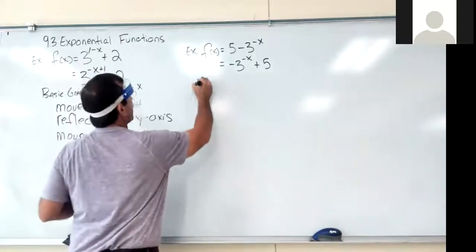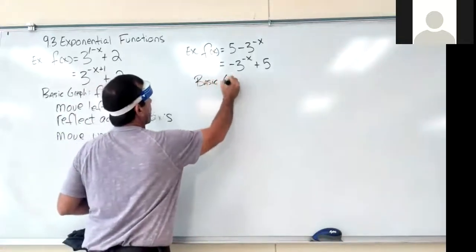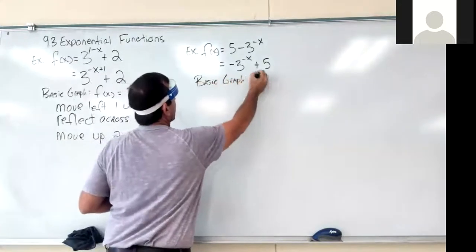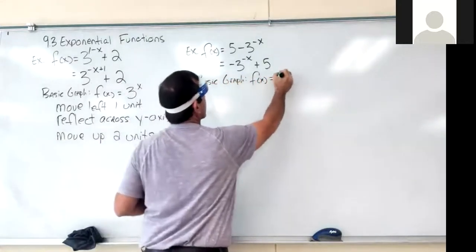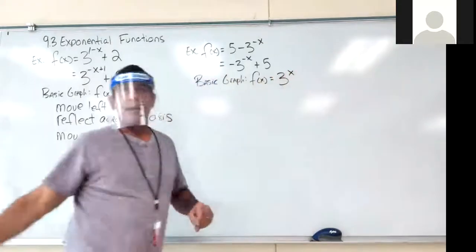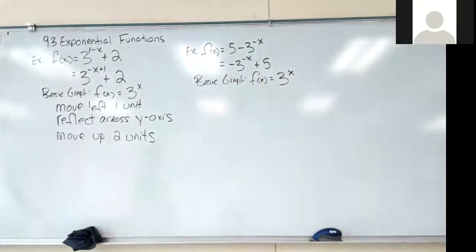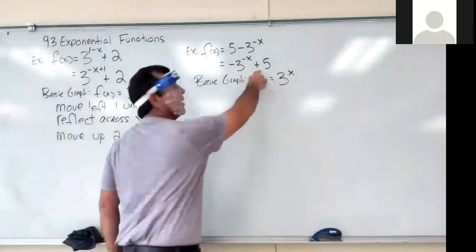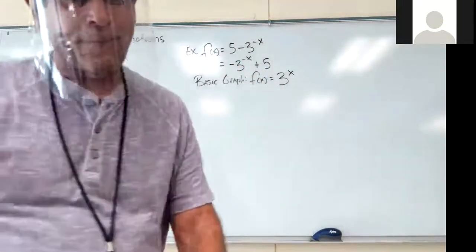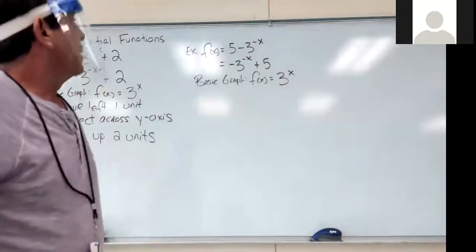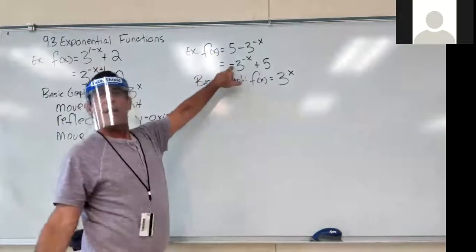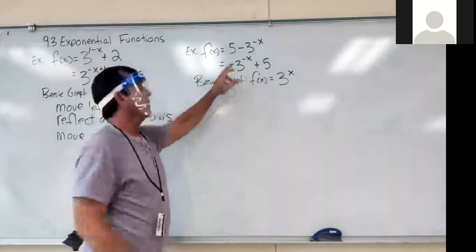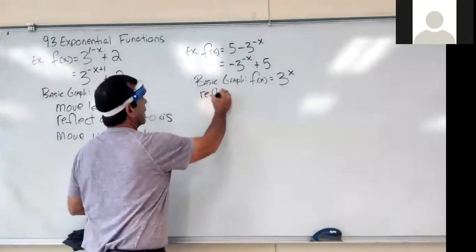So the basic graph would be f of x equals 3 to the x. And I've got at least 3 moves on this one. You got a negative there, and then that number sitting at the end, okay? So, that negative right there is going to flip me across the x-axis.